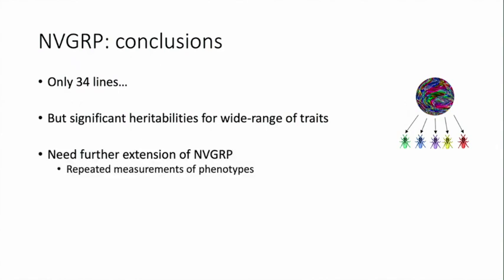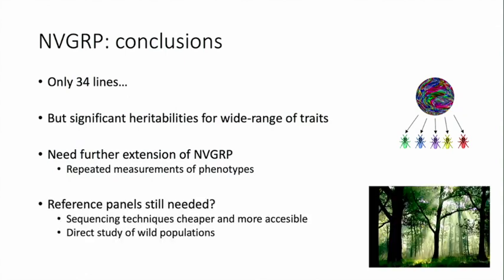You could argue we need further extension of this genetic reference panel, and it's nice because it allows repeated measurement of phenotypes. However, you could also question whether you need these reference panels at all. We might say, okay, yeah, we add lines to this, but do we really need them? Because when we did this, about 5 years ago, it was a very good idea. Now, of course, sequencing is cheaper, and there are other techniques. So you could do RNA-seq or something else, so you could directly study these animals in the wild.